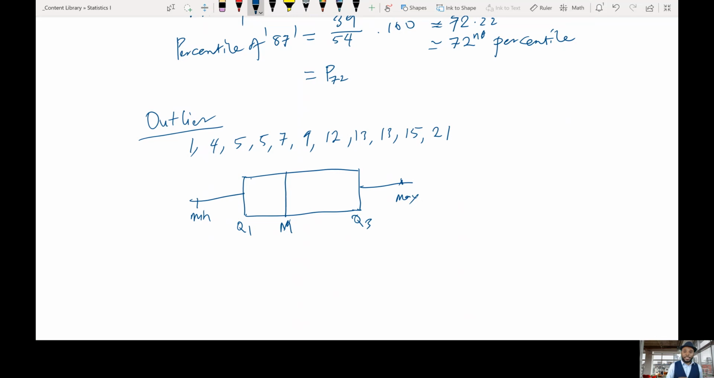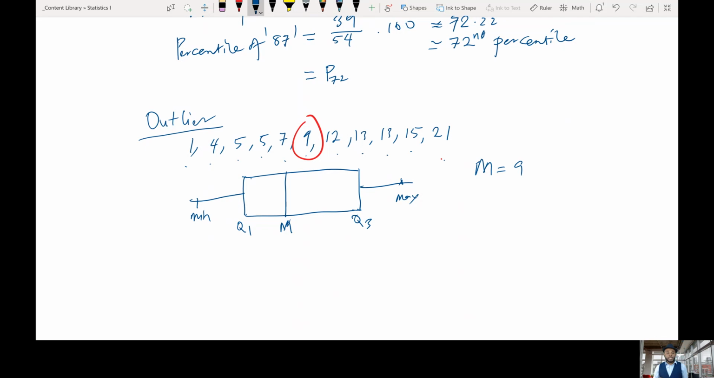Looking at this data set, let's use this as a revision. What's the median? To find the median, you first have to check that this data is sorted. As we can see, this is sorted. How many data points do we have? 1, 2, 3, 4, 5, 6, 7, 8, 9, 10, 11. So this is odd, so it's easy to find the median. Clearly our median is 9. So I can put here M equals 9.